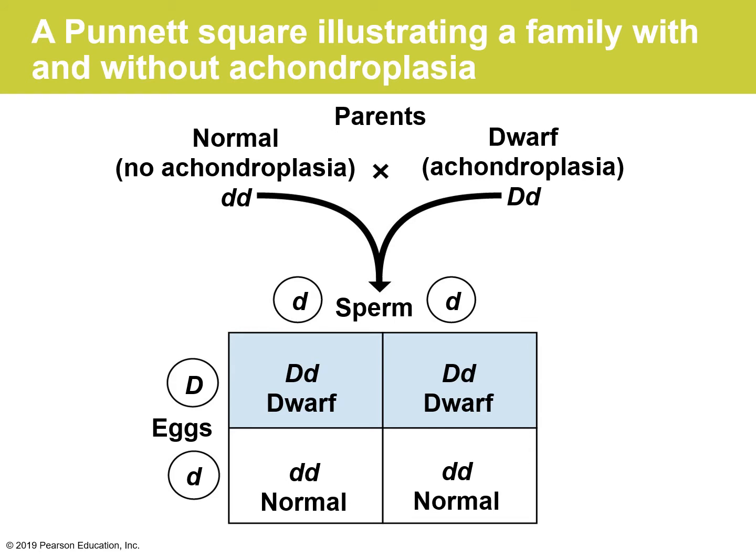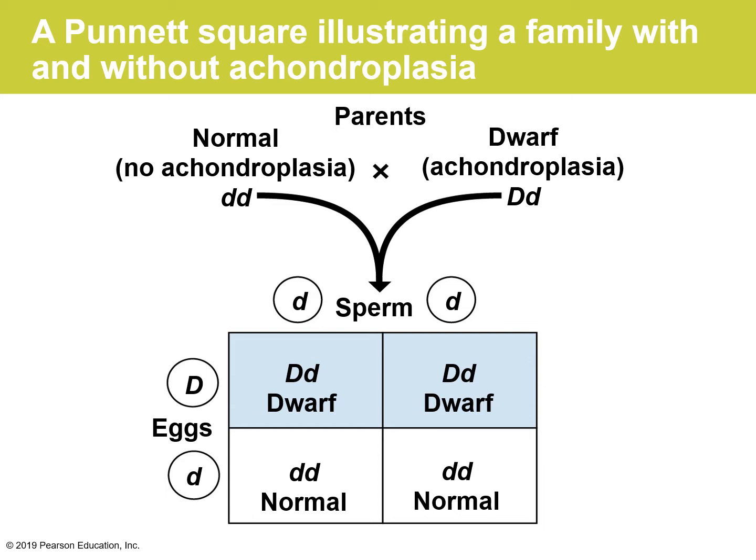This Punnett square shows the results of a cross between a normal individual and a dwarf with achondroplasia. That means the normal individual has lowercase d, and the dwarf individual has uppercase D and lowercase d. So look at the segregation of the sperms and the eggs. There is a 50% chance that the offspring of this mating will inherit dwarfism, while the other 50% have the chance of being normal.